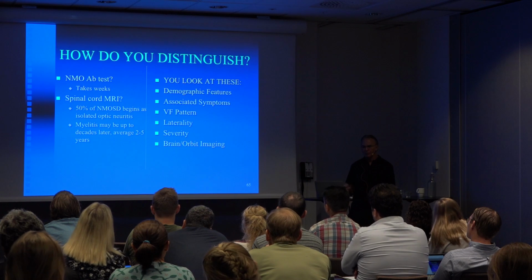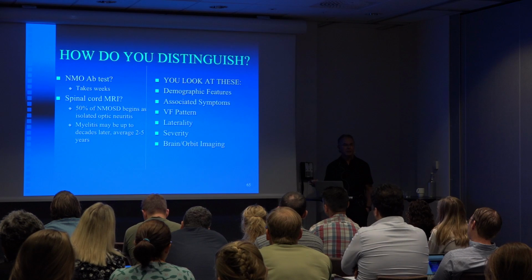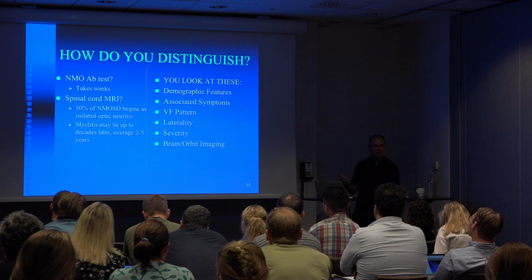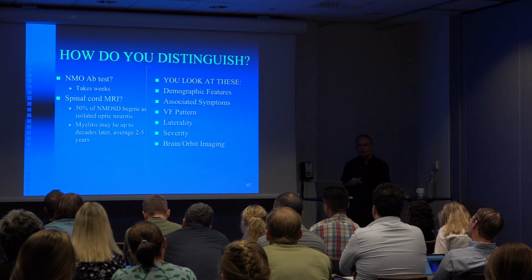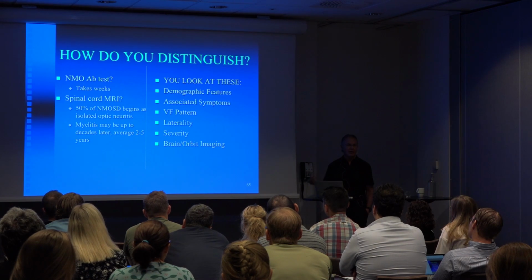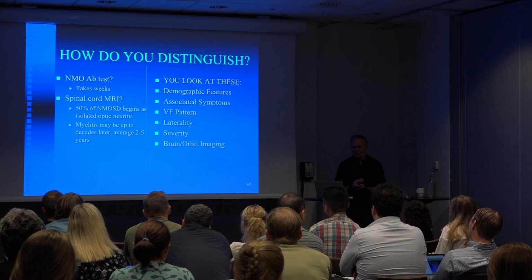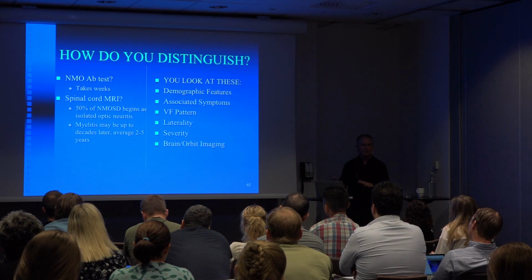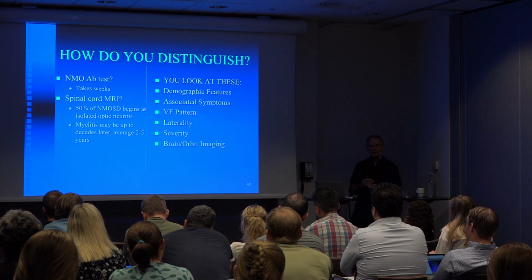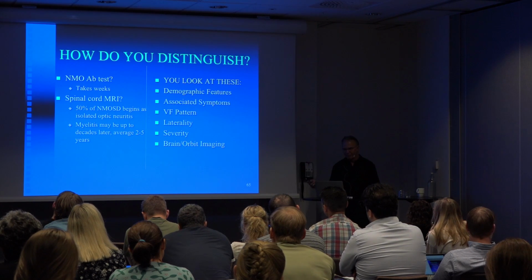So how do you distinguish between those two? Well, there's the NMO antibody test. The problem with the NMO antibody test is it usually takes a few weeks to come back. So in the meantime, while you're waiting for that test to come back, you've got to make some decisions. Do you do a spinal cord MRI in these cases to try and point you toward neuromyelitis optica? You can, but at least 50% of neuromyelitis optica spectrum disorder begins as just optic neuritis, and the spinal cord is totally normal. So if you find something in the spinal cord, it might help you, even if they don't have symptoms. But the myelitis may come much later, so that may be negative.